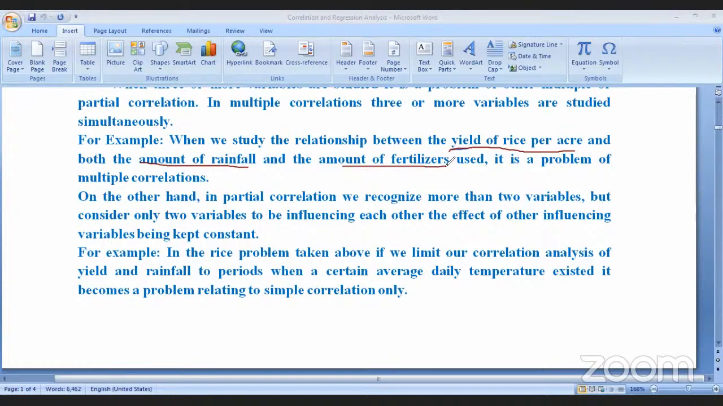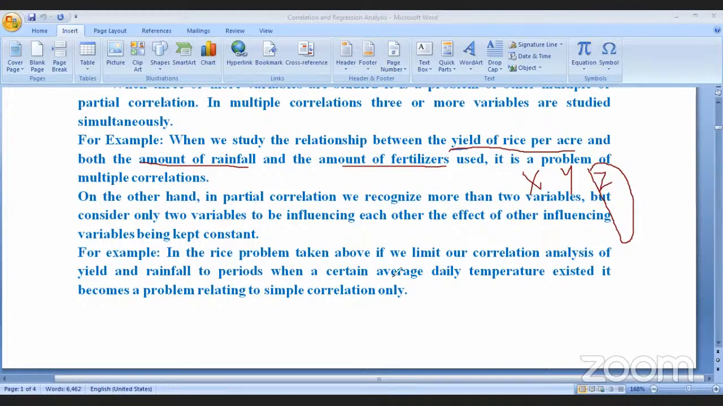The next one: on the other hand, in partial correlation, we recognize more than two variables, but we consider only two variables to be influencing each other. The effect of other influencing variables is kept constant. In multiple correlation, X, Y, Z, at a time we look at the whole problem. But in partial correlation, Z will be kept aside. X and Y variables will be studied first, then Y and Z second, and Z and X third. This type of system is called partial correlation.